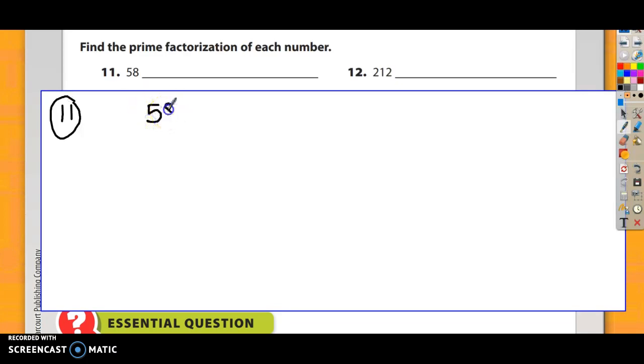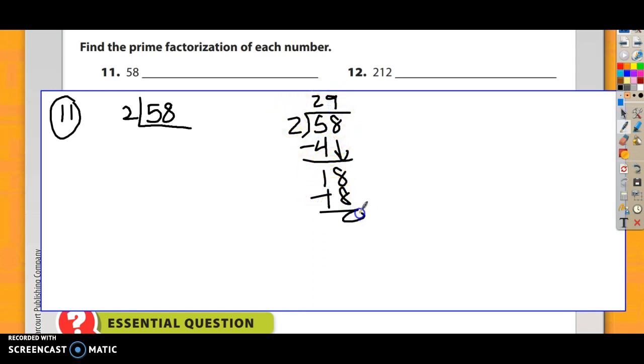So what you do is you put 58 here, and you do like an upside down division sign. And you have to think of a prime number that goes into 58. And obviously 2 does, because it's an even number. 2 goes into 58. And how many times? Well, I don't know, so you figure this out. 2 goes into 5 twice. 2 times 2 is 4. And I get 18. 2 goes into 18 9 times. 9 times 2 is 18. So it's 29. So I'm going to put 29 here.